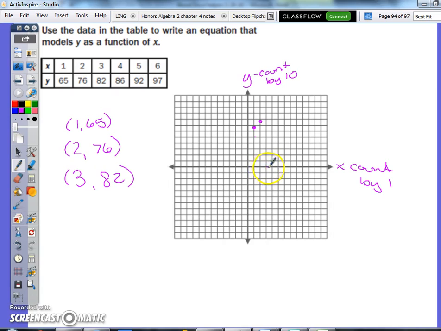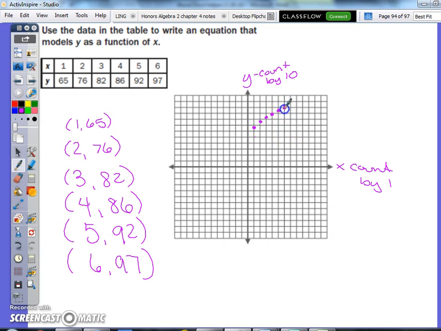Then we have 3, 82, which is over 3 and up to 82. And then we have 4, 86, which is over 1, 2, 3, 4, and up just a little bit more. Then we have 5, 92, and then we have 6, 97, because they're ordered pairs.